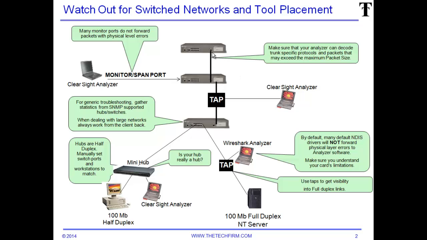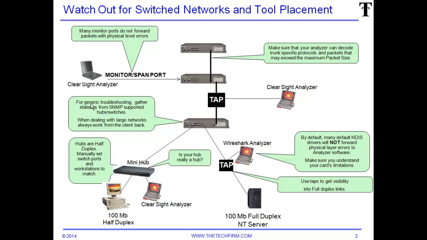Moving on over here, we've got a connection between switches and probably some kind of trunking going on there. So make sure that your analyzer can decode trunk specific protocols and packets that may exceed the maximum packet size. And again, I've seen that quite a bit as well. So even if you could see the traffic, which is where a tap comes in, you have to make sure the tool itself can actually decode those packets, because sometimes they cannot.